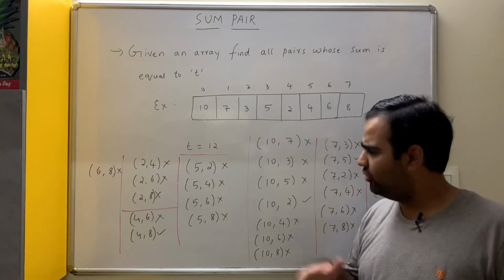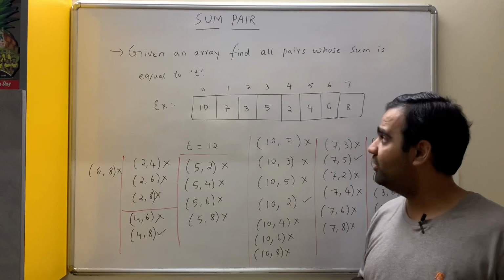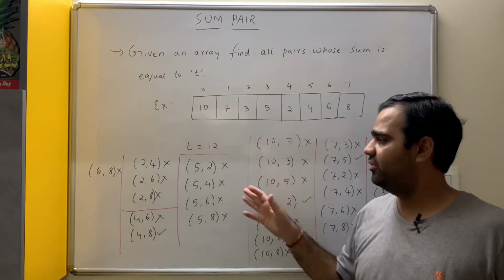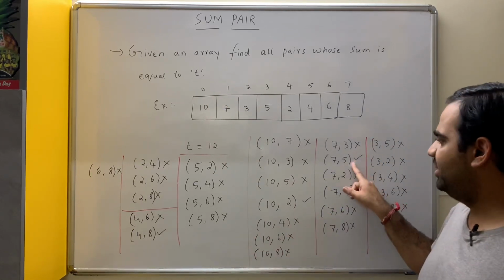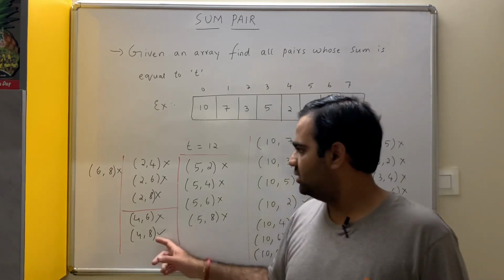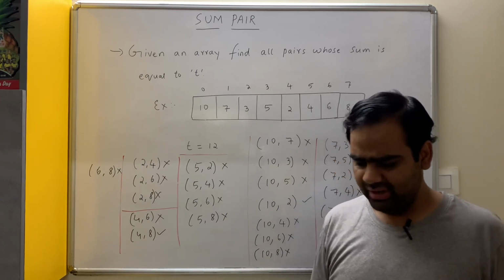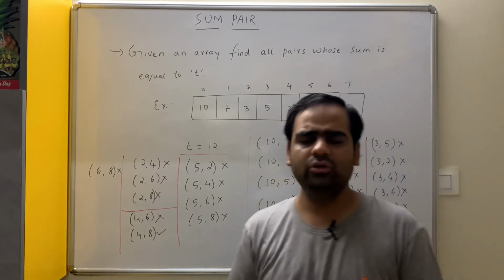This is how you first form the pairs, add them to know if the sum is equal to t or not. If it is equal to t, you display it. And how many pairs are there? See here, 1, 2, 3. There are 3 pairs whose sum is equal to 12. Now this is the naive approach of doing it.